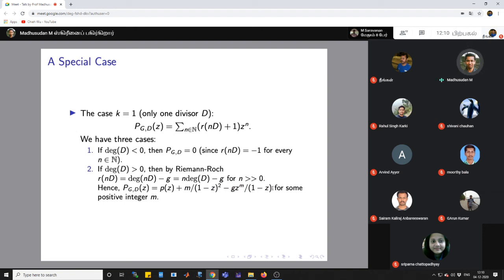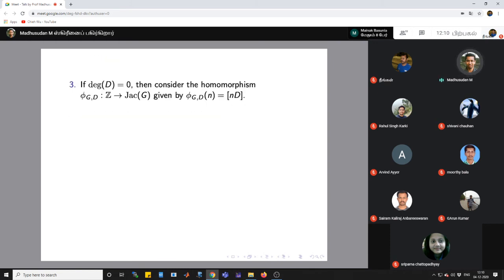Okay. So this is the second case, and the third case is, I think, the most involved somehow, which is the degree 0 case, where neither of the first two can be applied. There we consider a homomorphism phi_gd from Z to Jac(G), where Jac is the Jacobian of G, which takes n to the linear equivalence class of n times D. Since D has degree 0, this maps into the Jacobian.